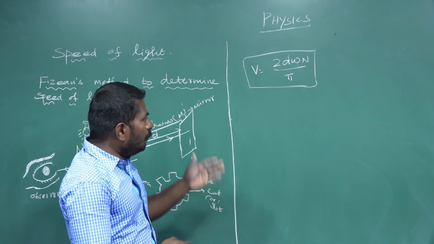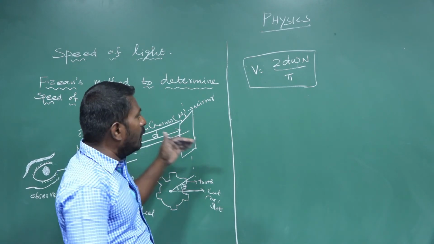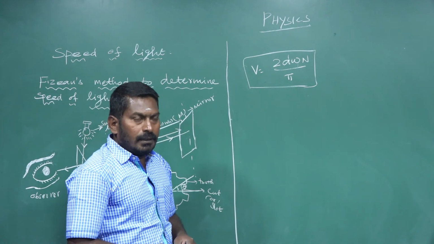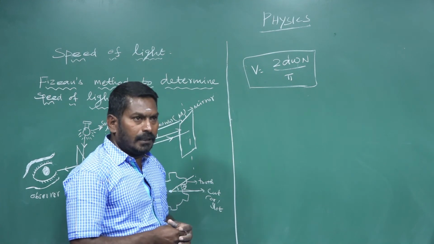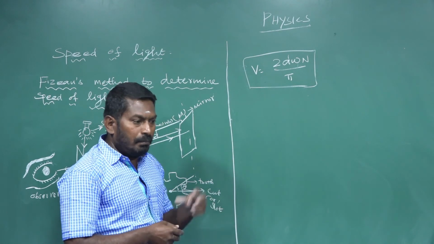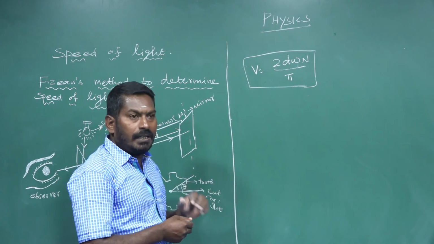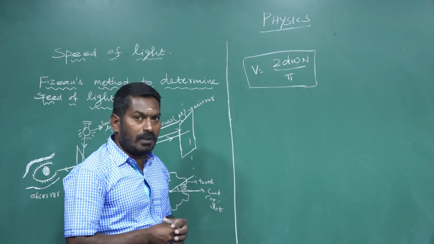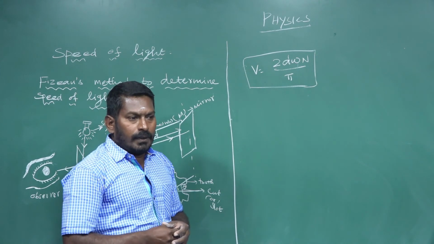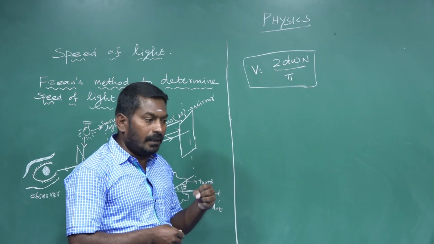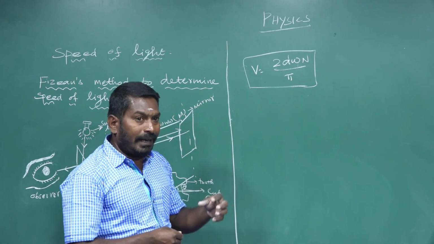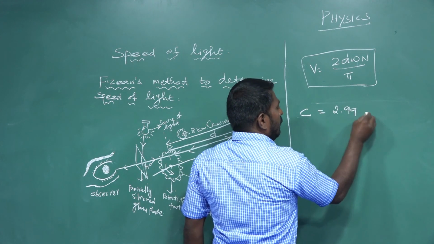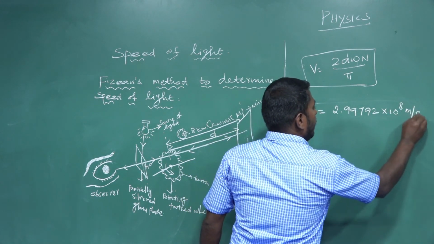Dear students, Fizeau determined the speed of light in air on the basis of the equation v is equal to 2d omega n divided by pi. But Fizeau had some practical difficulty in visually estimating the minimum intensity of light coming from the partially silvered mirror, and he gave a value of the speed of light in air very close to the actual value. Later on, many scientists determined the speed of light in air on the basis of Fizeau's idea and determined the precise value. Speed of light in air is equal to 2.99792 times 10 to the power 8 meter per second. Thank you, students.